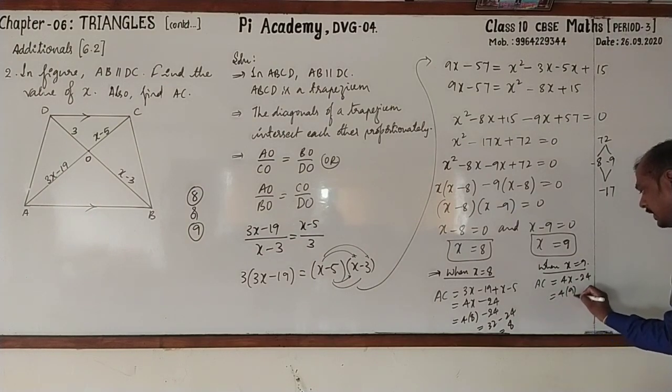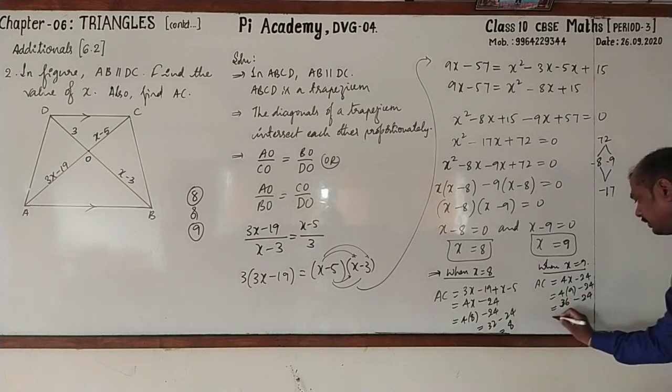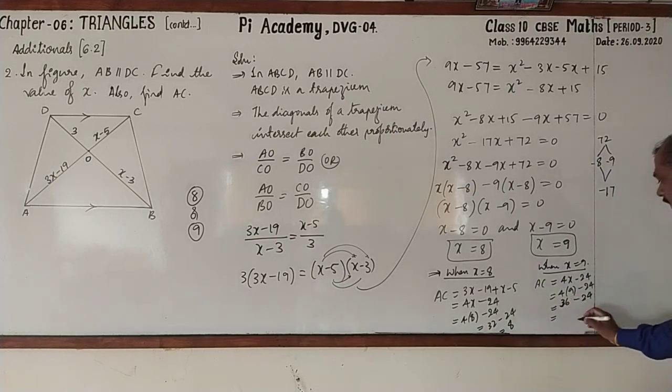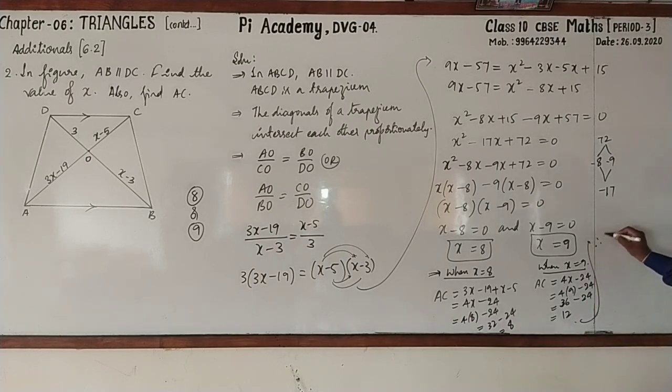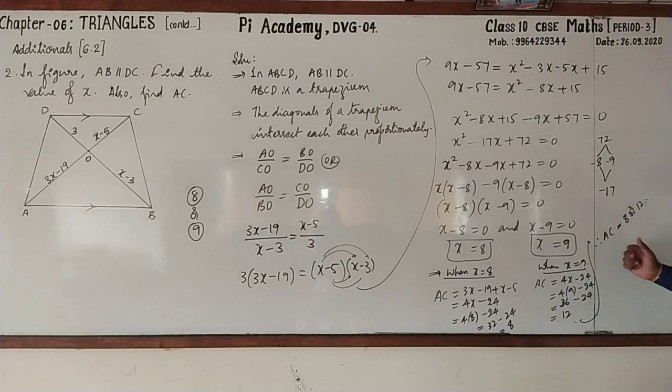Then when x equal to 9, again AC equal to, same thing, 4x minus 24. 4 into x is 9, minus 24. 4 9s are 36 minus 24. 36 minus 24, it will be 12. So the diagonal AC will be either 8 centimeter or 12 centimeter. So conclude here only I'll write. Therefore, AC equal to 8 or 12 units. Followed? Yes. Please go for copying this.